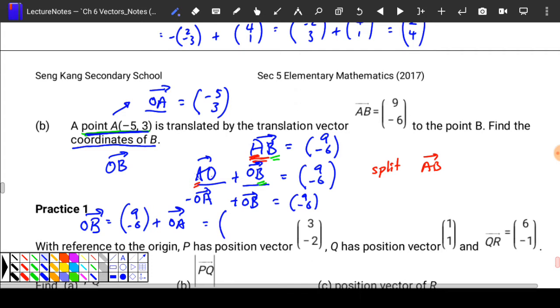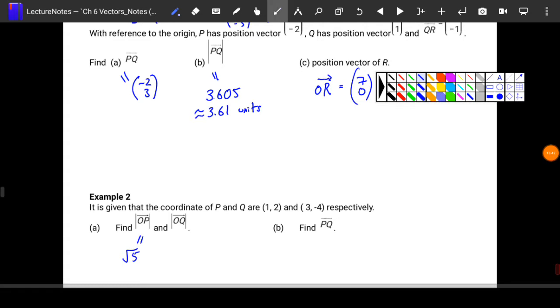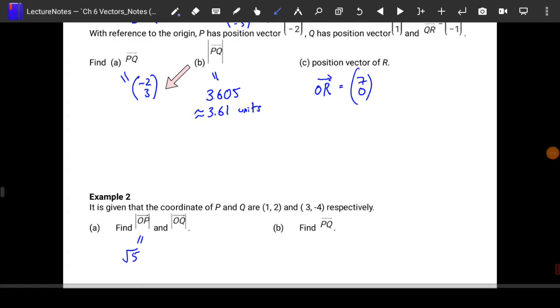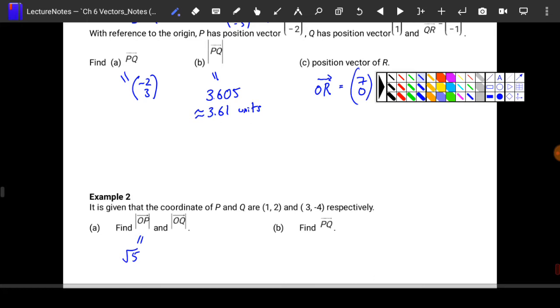Alright, attention. In the answer, should I leave in 3SF or should I leave in surd? 3SF. In E-Maths, strictly 3SF. In A-Maths, it depends. If you see the word exact, you leave in surd. If you don't see, it's in 3SF. So then this answer should be 2.24.